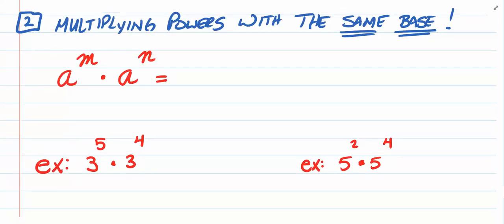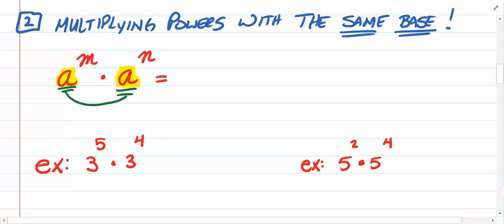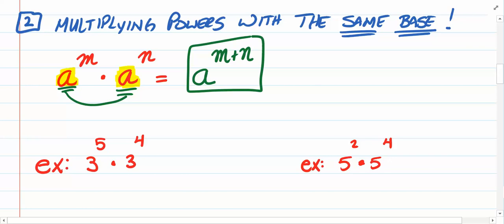So box number 2 is the rule, multiplying powers with the same base. Notice that I'm taking the base of a and raising it to the power of m, and I'm multiplying that with a base of a and raising that to a different power of n. As long as my bases here are the same, this rule is going to work for us. So the rule says that it is the base with the exponents added together, m plus n. So this is what we really want to understand.